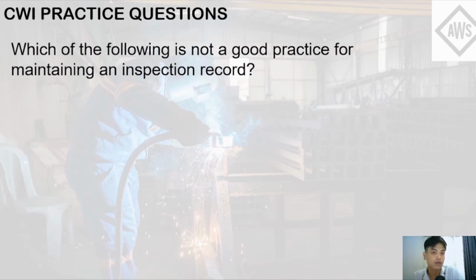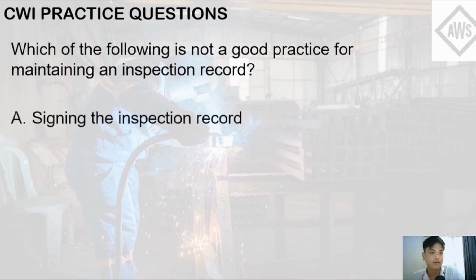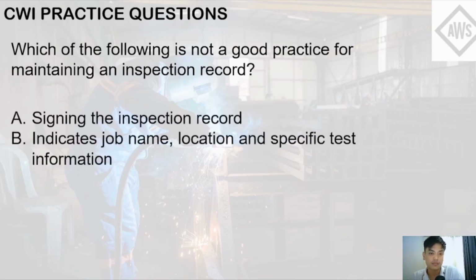Next question. Which of the following is not a good practice for maintaining an inspection record? Signing the inspection record, indicate the job name, location, and specific test information, ink or typewritten. Basically, the inspection record needs to be in ink or it is typewritten by a computer.